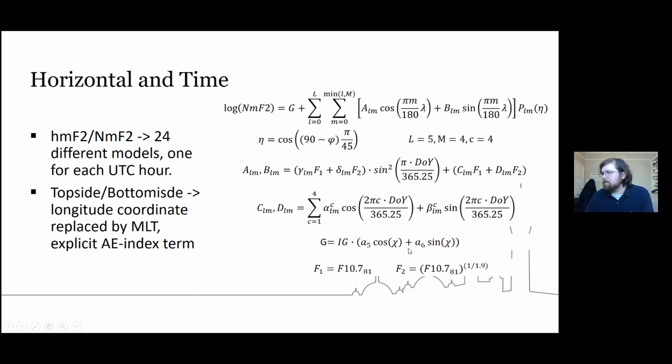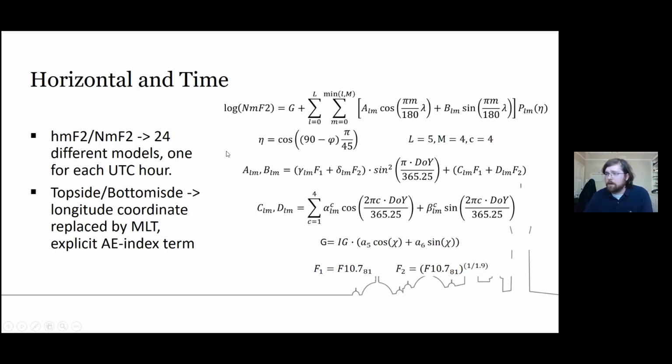And so generally we need to account for that when we're designing our NMF2 model. Similarly, for the thickness models, we still have this F10.7 term, but we've actually switched out the second term for a term in AE index to account for the heating effect on the thicknesses at high latitudes, which ultimately tends to be about the same magnitude as the solar activity forcing.